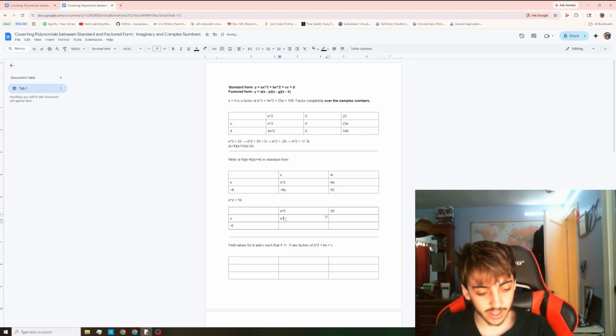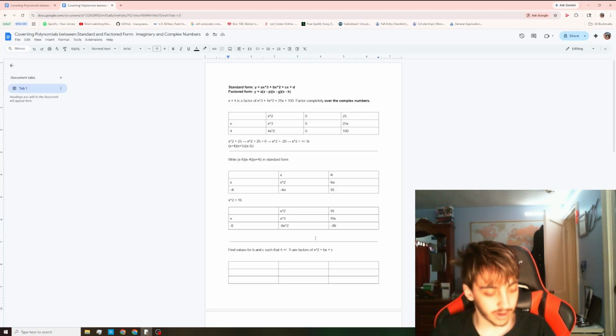So putting this together, we got x to the third, we got negative 6x squared, we got 16x, and we got negative 96. Alright, so our fully factored form here is, because it's not on the diagonals anymore. Isn't that interesting? So we got x to the third minus 6x squared plus 16x minus 96.